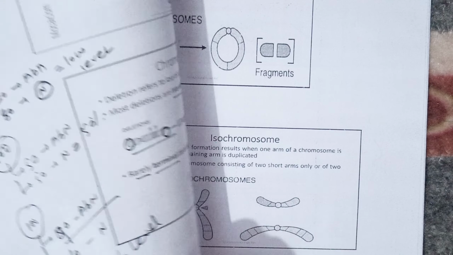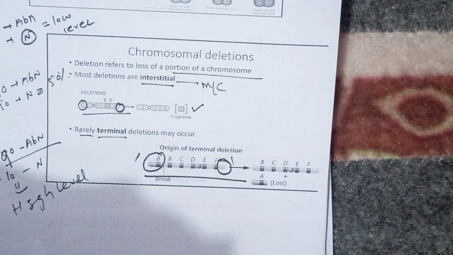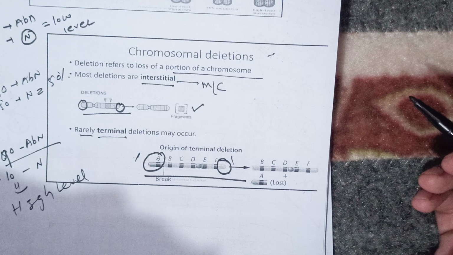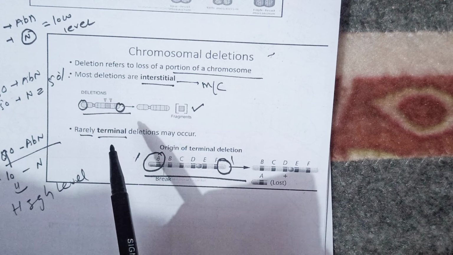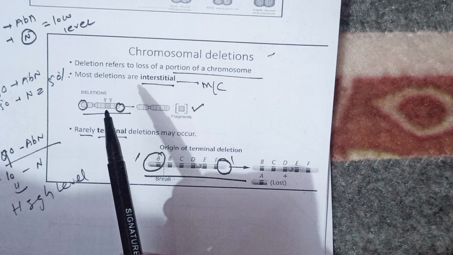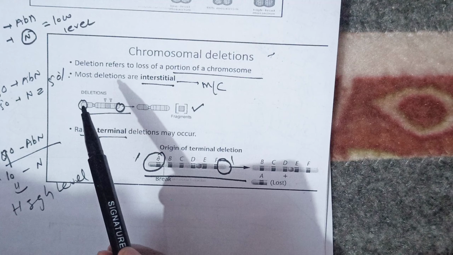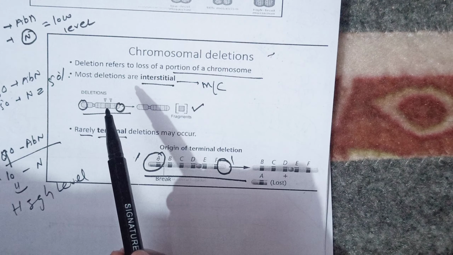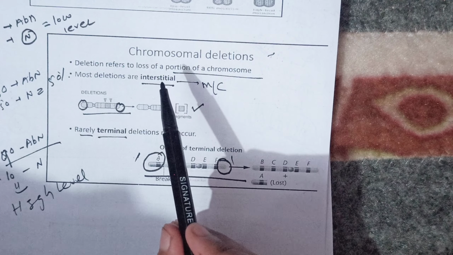Okay, and then, beta, is chromosomal deletions. Chromosomal deletion is a very simple term: the loss of a segment of the chromosome. It can be interstitial or it can be terminal deletion. Interstitial deletion is when the segment is lost anywhere between the two terminals of the chromosome. This is one terminal of the chromosome, this is another terminal.